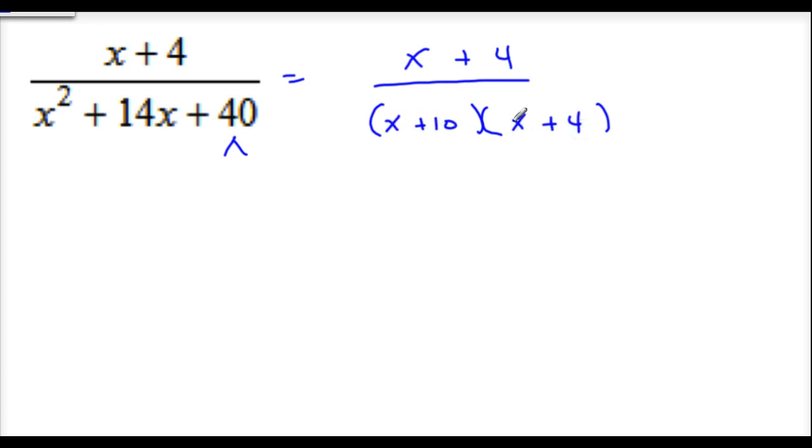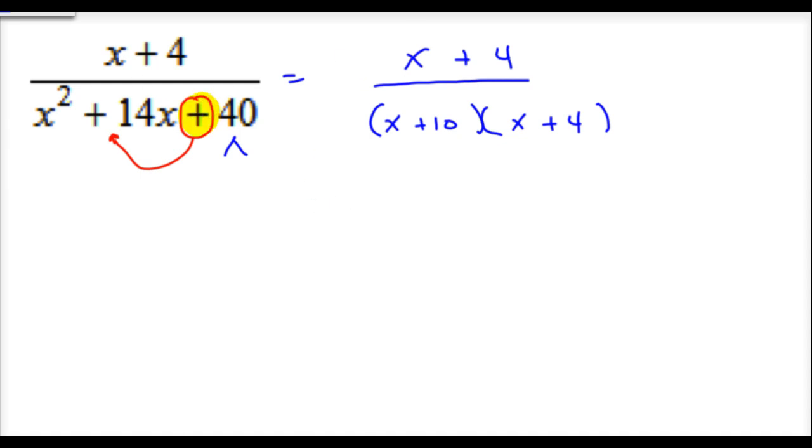How did I know these signs were going to be the same? Both signs were addition. My last term here is positive, right? So both these signs have to be the same. They're either both positive or both negative. Because the middle term is positive, they're both going to be positive. Remember, this is your hint of what your signs are going to be.